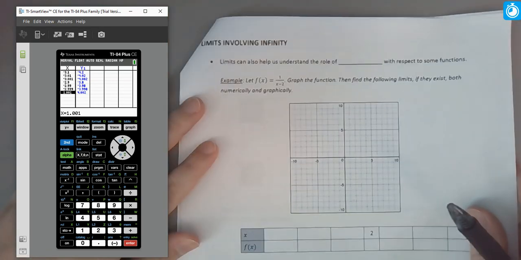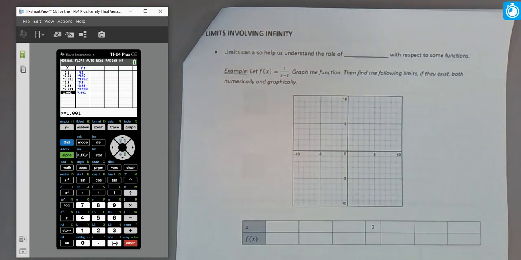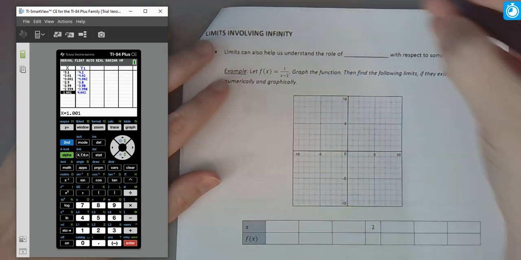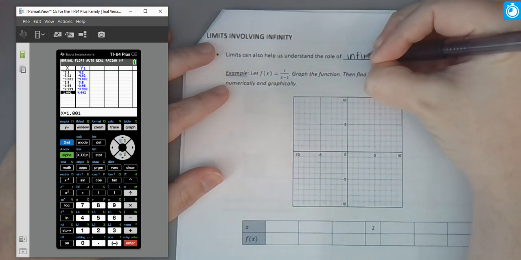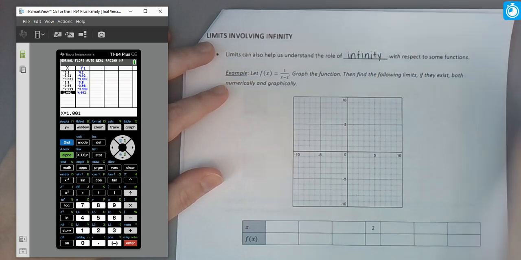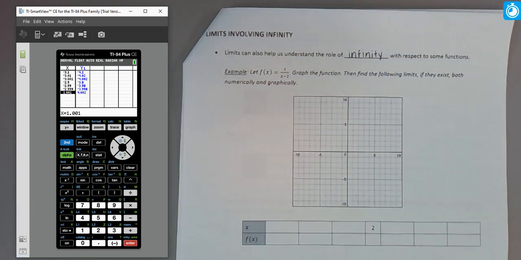So that's going to be one situation where limits are going to be helpful, with those piecewise functions. Now, limits are also going to help us understand the role of infinity with respect to some functions. Specifically, think things like rational functions. Rational functions have these key features that we call asymptotes. Asymptotes represent locations where either our x values are approaching infinity or our y values are approaching infinity. So we can talk about infinity in a couple different ways.